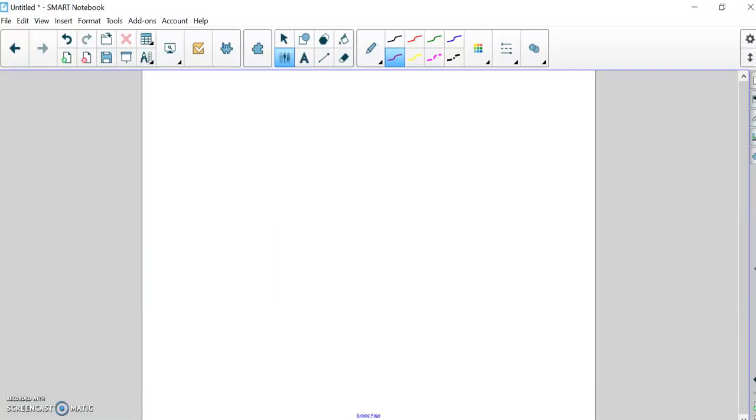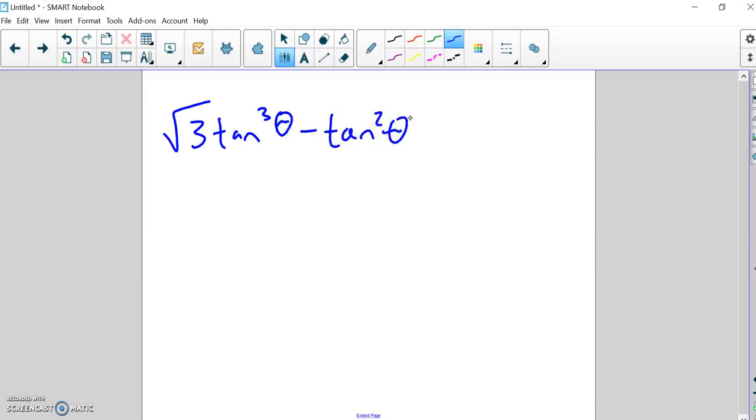Alright, so I figured I would come up with one more difficult trig problem for us here to try, just in case you want to look at another video. So what we're going to do is we're going to take square root of 3 times the tangent cubed of theta minus tangent squared of theta minus the square root of 3 times tangent of theta plus 1 equals 0.